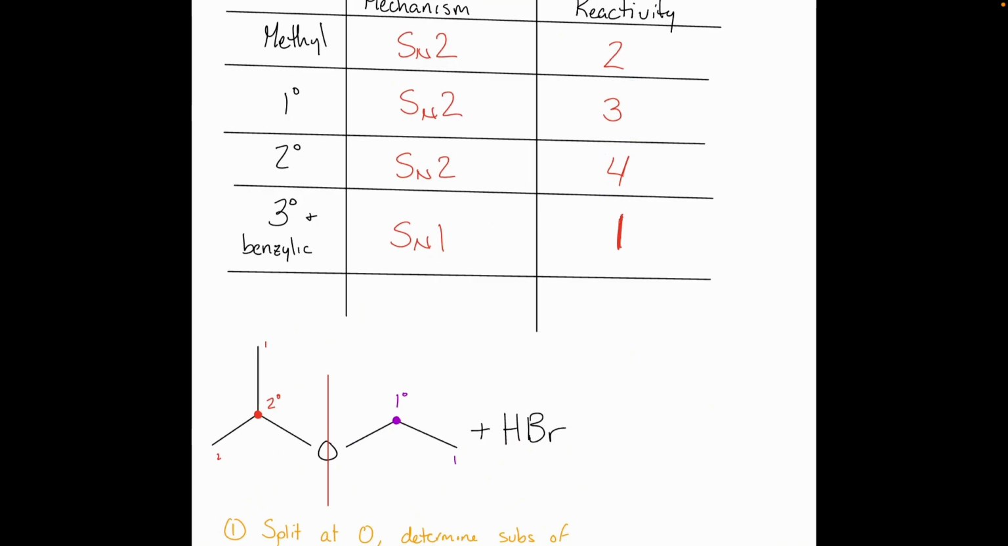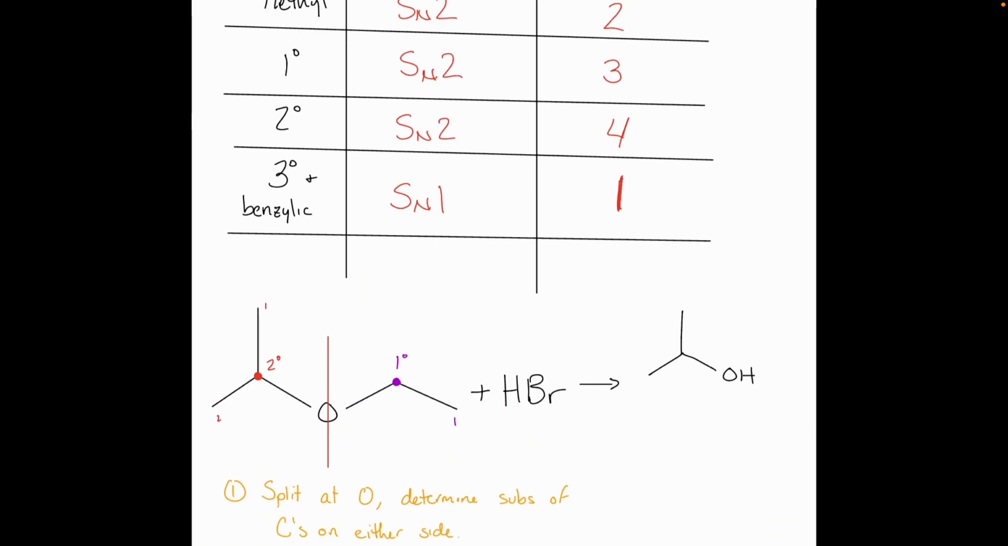So in terms of my products, I'll get my alcohol. I guess I got 2 carbons there, whoops. And my halide, my alkyl halide. And to be clear, these 3 carbons, that's my alcohol. These 2 are my halide carbons.